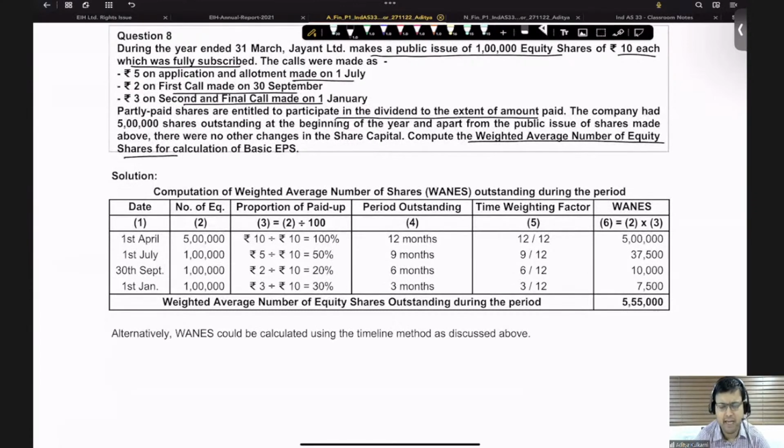Very simple. I have done it using the first method only because there is no buyback issue here. But if you would like, you could do the second method also. You will get the same answer. So how do I compute weights? Well, 5 lakh fully paid shares were in existence for 12 months. So that is 5 lakhs.